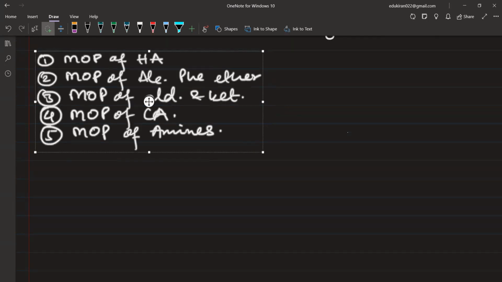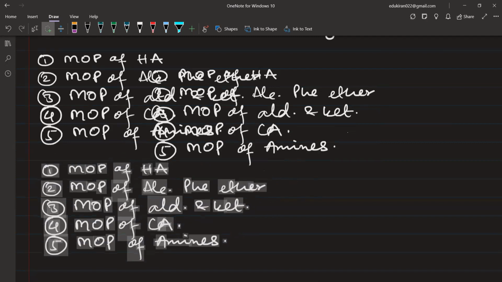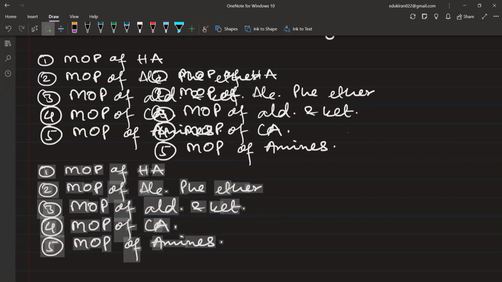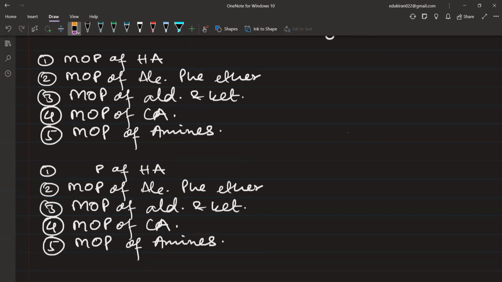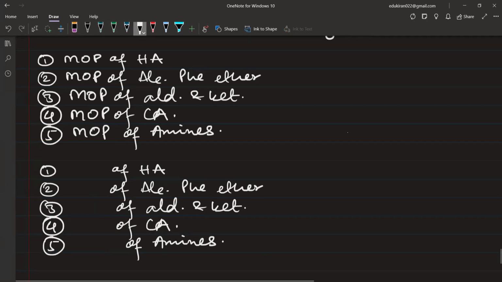One sheet has 2 pages. Then you will have 5 pages for chemical reactions. What will happen in all of these? Chemical reactions.